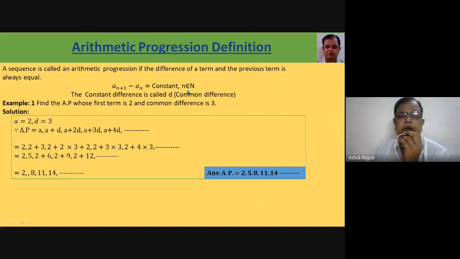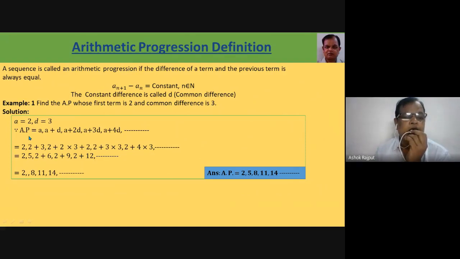Where n belongs to the natural numbers, the constant difference is called d, and we can also say the common difference. Find the AP whose first term is 2 and the common difference is 3. We want to find the AP, and it is given that a equals 2, d equals 3.